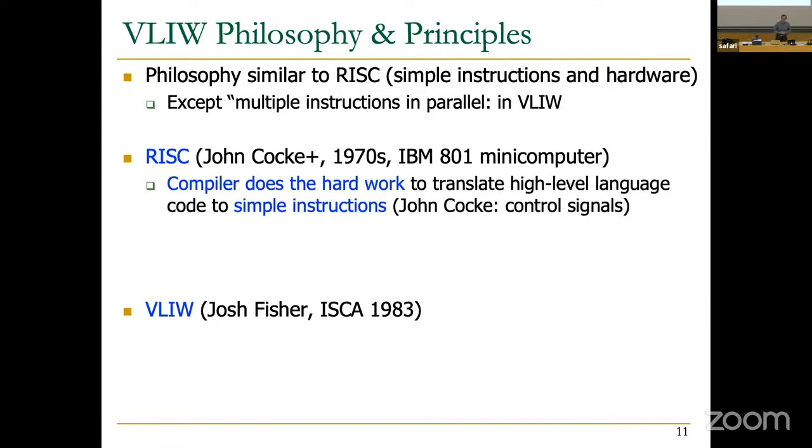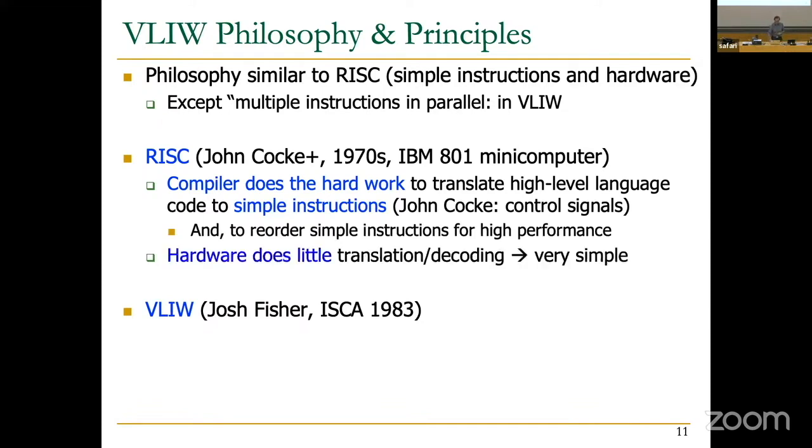Basically, the philosophy here was that the compiler does the hard work to translate high-level language code to simple instructions. Instructions should be as simple as possible. No sophisticated instructions like matrix vector multiplication, even multiplication, actually. And John Cocke took this to the extreme, actually. He said, compiler should be controlling the control signals. So the instructions should be the control signals, essentially, right? Which is a very different way of thinking. You expose every single control signal to the compiler, and this actually led to a lot of development in compilers. And compiler needs to reorder simple instructions for high performance. And that's basically what the philosophy of VLIW is also about.